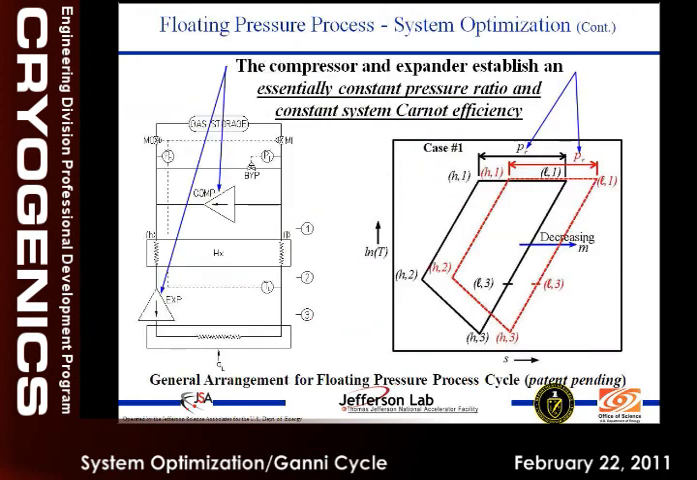Basically, what happens is we can move the same TS diagram across by changing the amount of mass in the cycle. By decreasing it, we can move it left. By increasing the mass of the circuit, we can increase M dot through the loop. M dot is proportional to your load. So we can change the load without affecting the TS diagram. If you can keep the TS diagram, that means you are maintaining the efficiency. By throttling or adding heat, we are not maintaining the TS diagram. So that is what this floating pressure brings in.